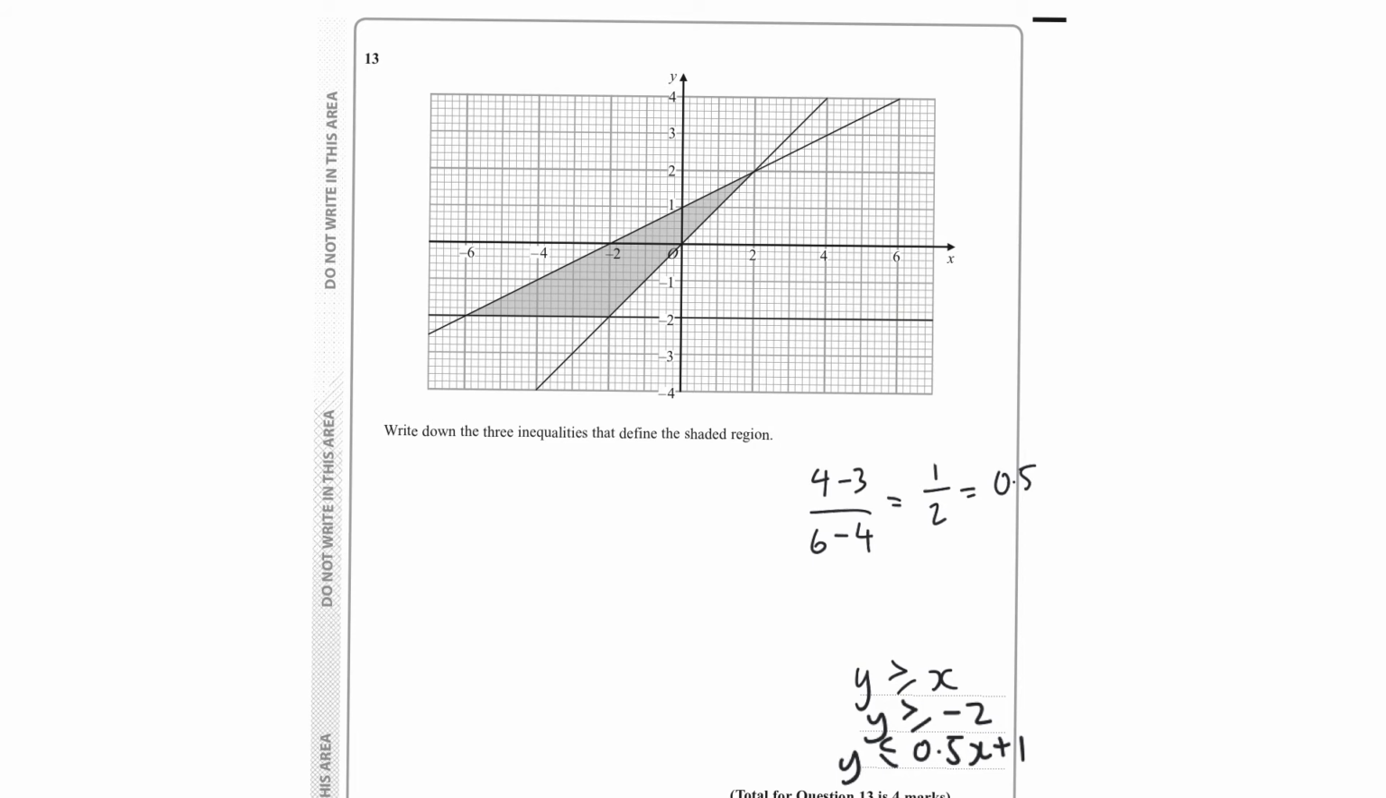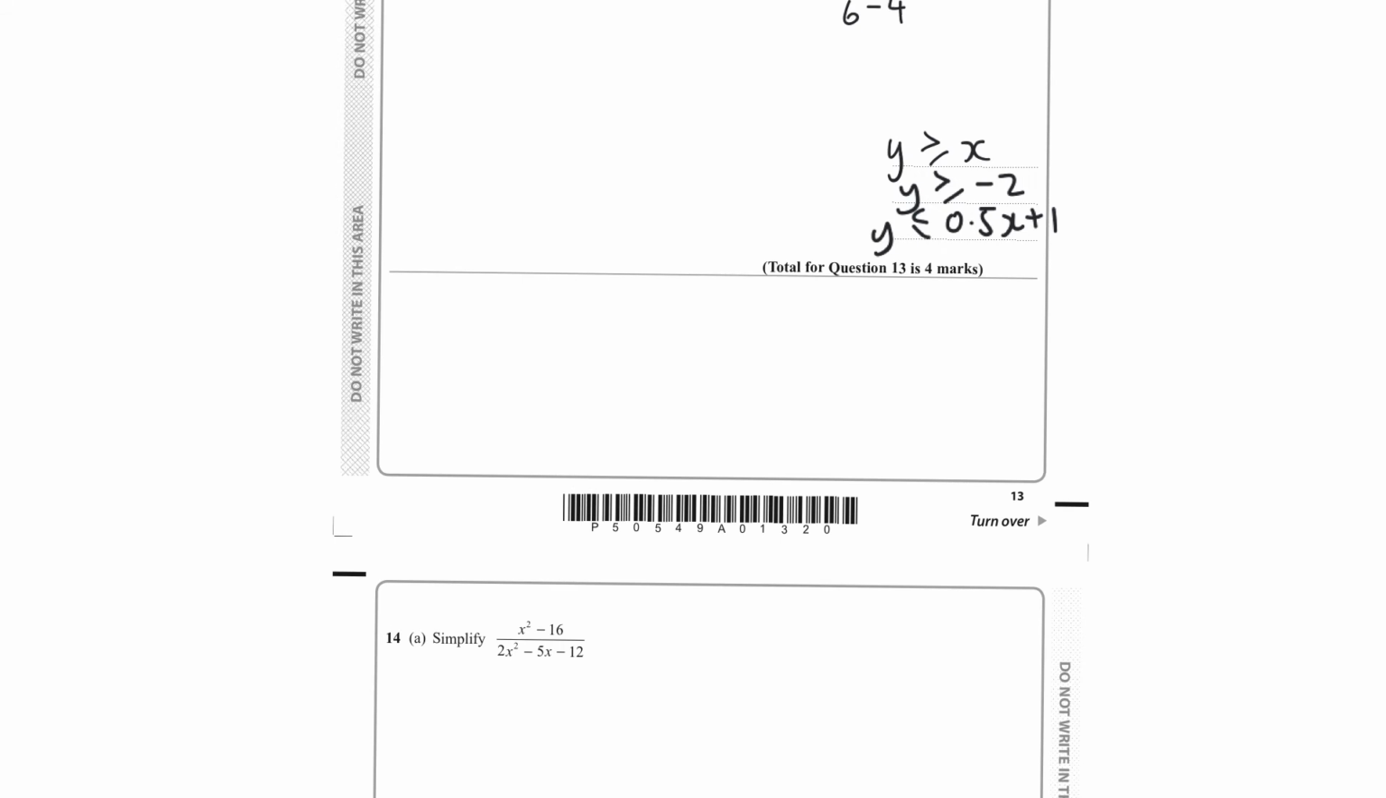Okay, so have a look at question 14. It wants us to simplify this expression that we have so far. So the first thing that we can do to simplify it is we're going to factorize both the top and the bottom. So the top one, if we factorize it, would be x plus 4 times x minus 4.